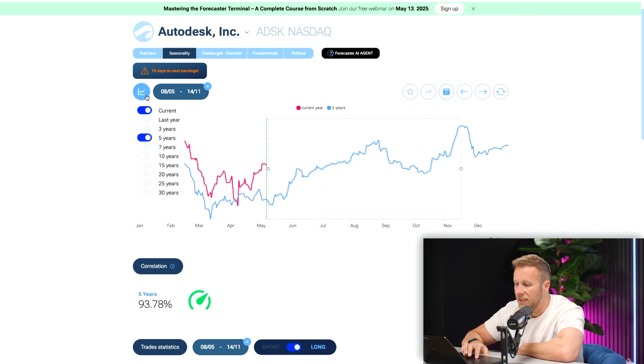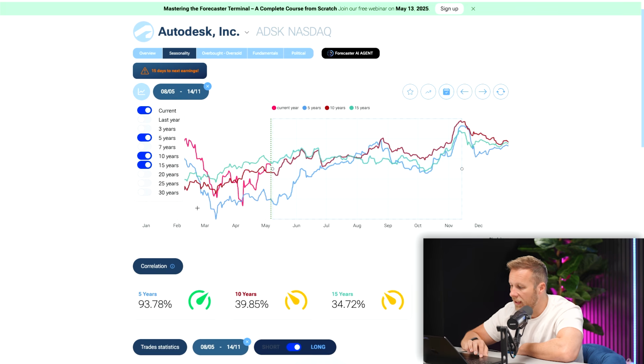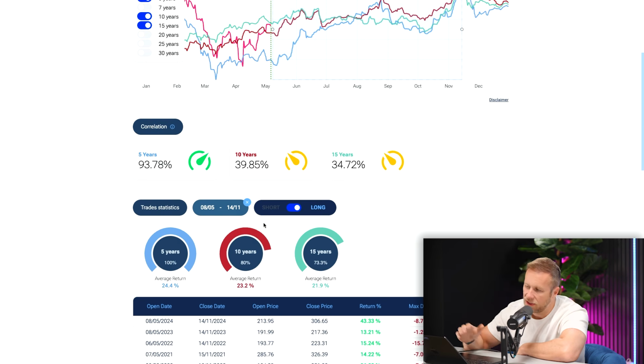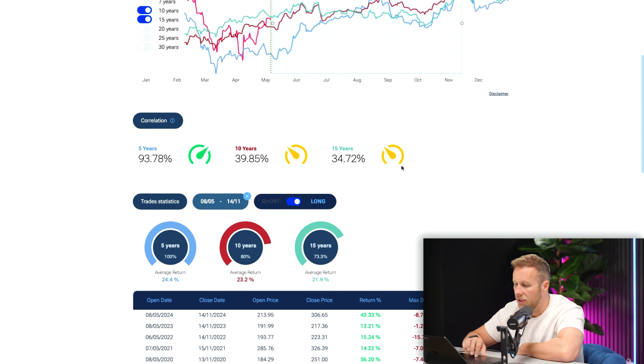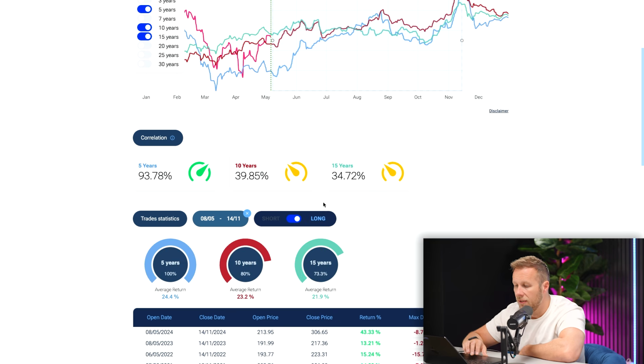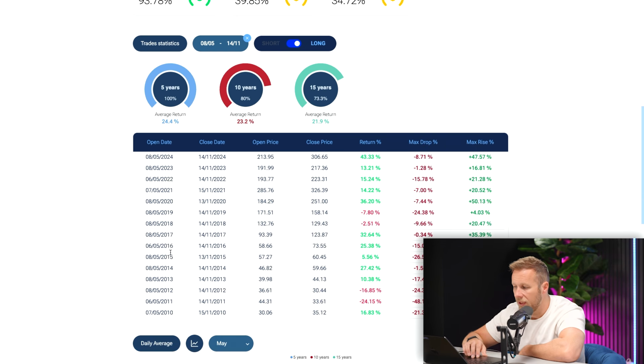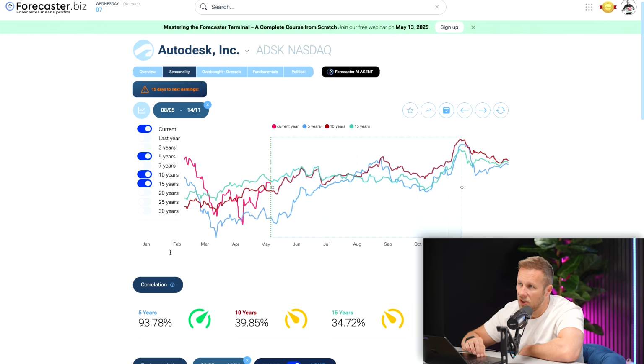If we bring on some seasonality here as well, let's bring on the 10 and the 15. They're all matching up, right? So we've got the matching. The correlation score starts to go down, but look at this: 80%, 73% on the seasonality with a 24% return. Okay, 24% return. 100% of that is 100% of the time 24% return. Okay, that is a great starting point.